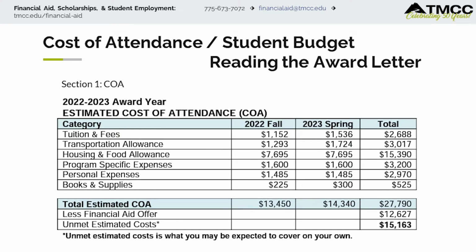Once a student has their FAFSA sent to TMCC and it has been reviewed, we will send them an award letter. This letter is based on full-time enrollment at first and is then adjusted based on the actual enrollment level.